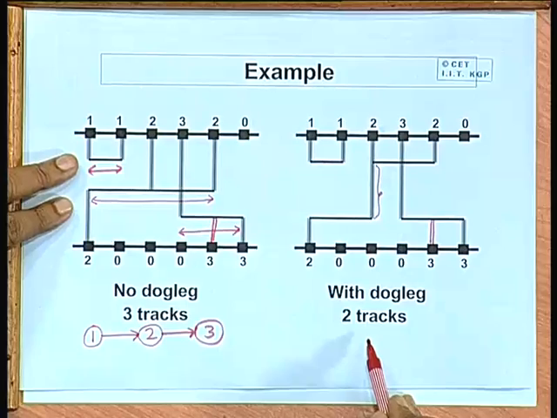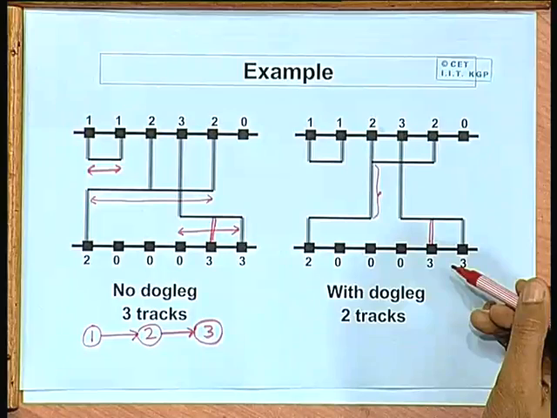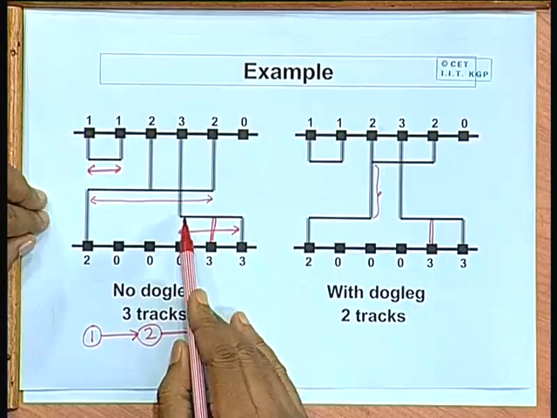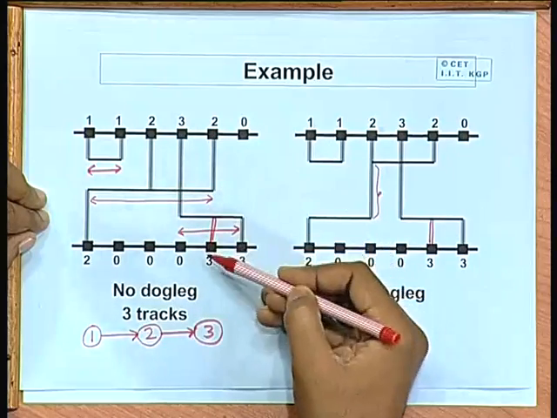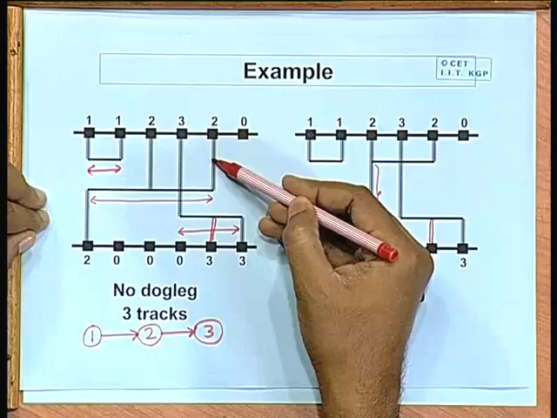This simple example illustrates that. Yes, in your example, we can have 2 tracks without having doglegs. If track number 3 is shifted to track 1, in that case there will be a conflict between 2 and 3. There is a connection to 3 and 2 also. There will be a short circuit here. So, if this 3 was not there, you could have done that.